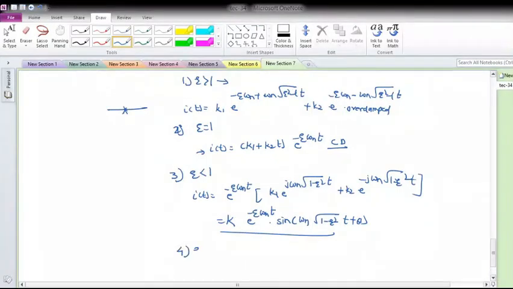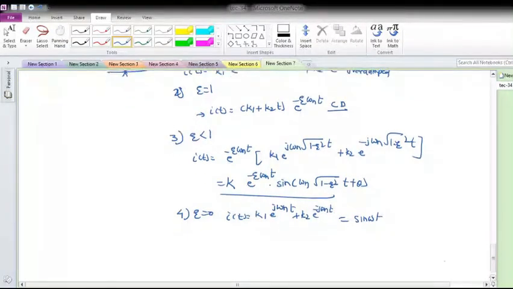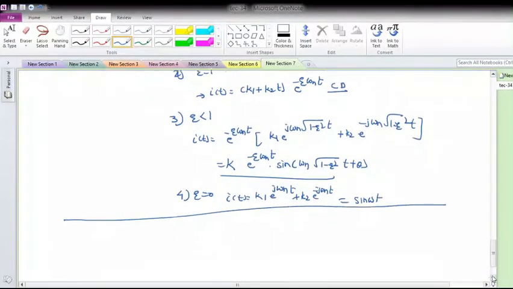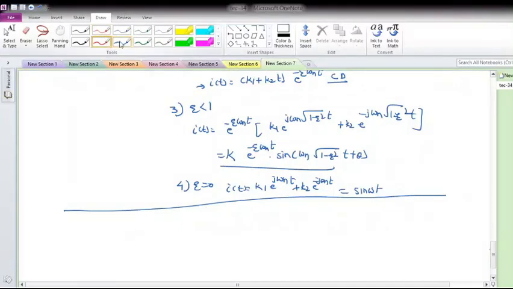And what about the fourth case? If zeta is equal to 0, the response will be k1 e raised to j omega n t plus k2 e raised to minus j omega n t. If you solve, you get purely sinusoidal behavior, so it will be a purely oscillatory response. Okay, so this is the behavior of the second order circuit based on the pole locations. Next, we'll start with the frequency response.